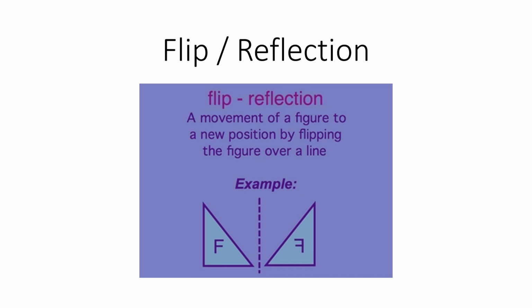This is just when a figure changes sides on a graph. So if it flips from the left side of the graph to the right side of the graph, it's going to flip over the y-axis. Or if it flips from the top of the graph to the bottom of the graph, it's going to flip over the x-axis. So that's what we're going to talk about in this lesson.